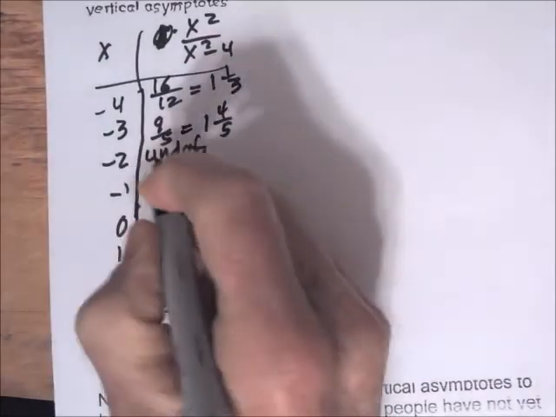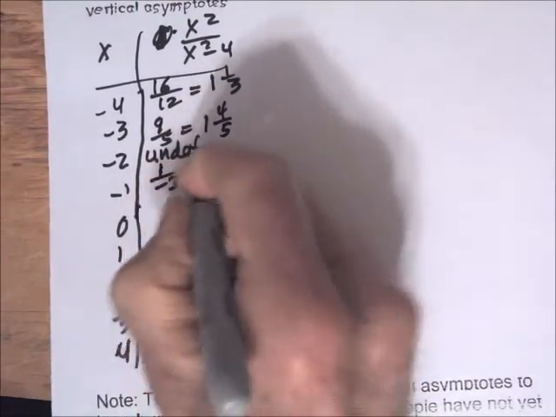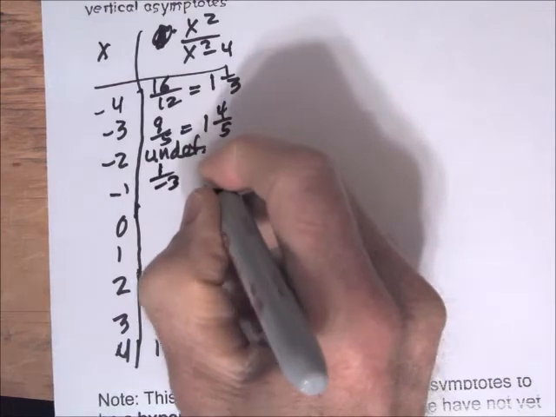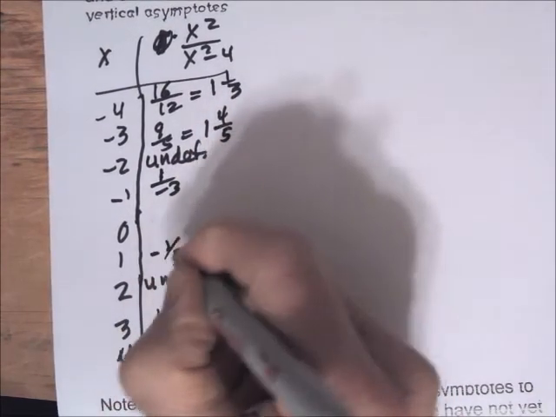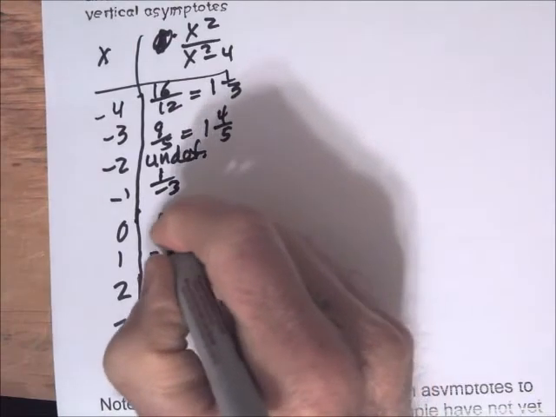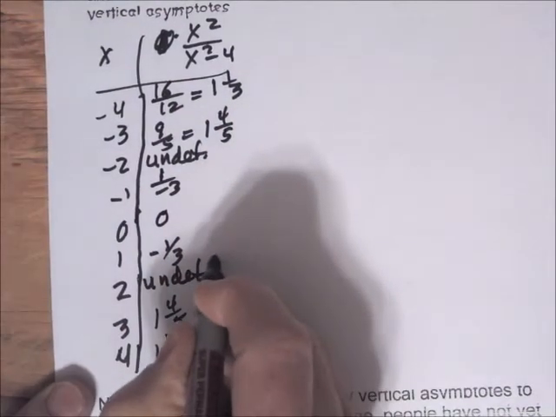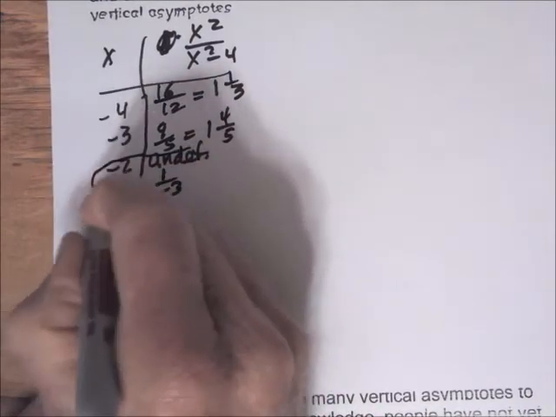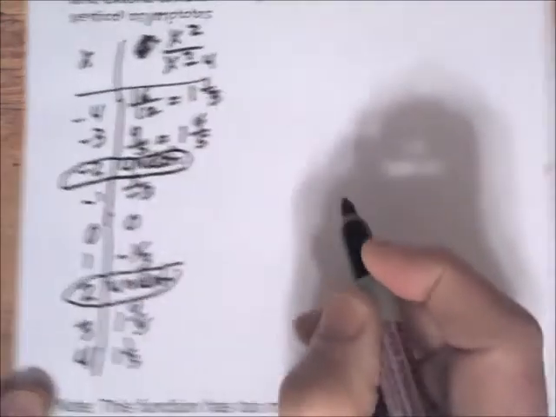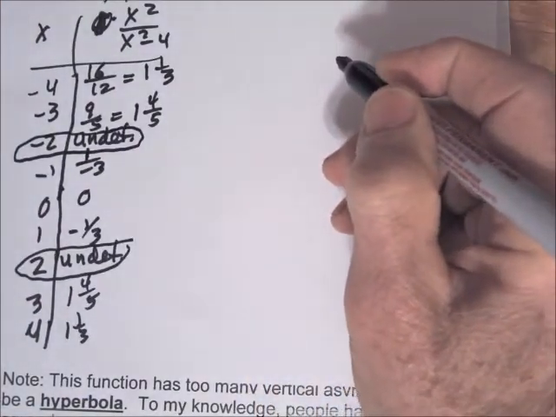Negative 1, you're going to have 1 over negative 3, or negative 1/3. That's the same with positive 1. And 0 is going to be 0. Okay. So we have the 2 asymptotes that kind of split the graph into 3 pieces. Okay, so then we can draw a coordinate system and plot the points.